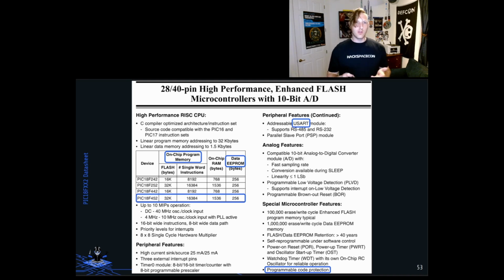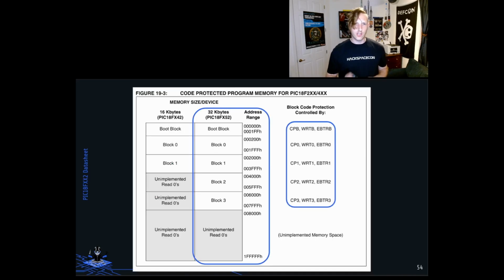So as we look here, we see that there are different banks of memory for the code memory or the program memory and the data EEPROM. And as always, we're going to be looking specifically at the F452. So this is a shared data sheet across a few different families, but we'll be looking at the F452 as a specific example. It also has a USART peripheral. If you're familiar with the UART, USART is basically interchangeable. It can be configured to be synchronous or asynchronous, and that is part of the configuration bits. Additionally, you'll notice that there is programmable code protection. That is what we're interested in looking at.